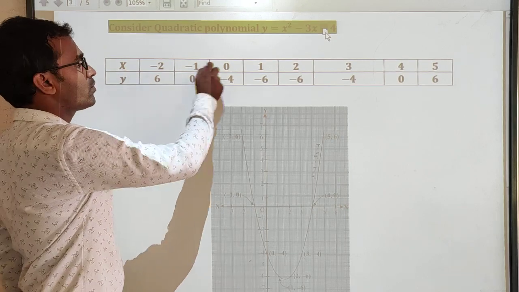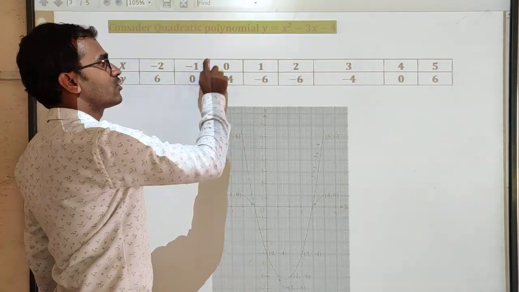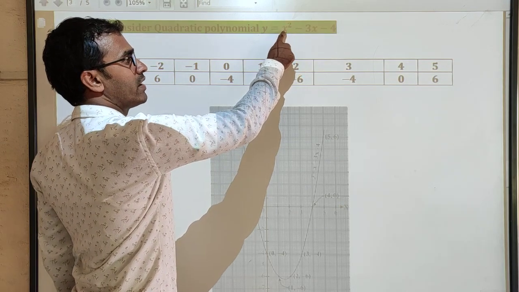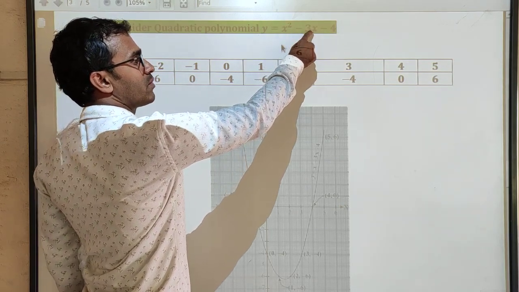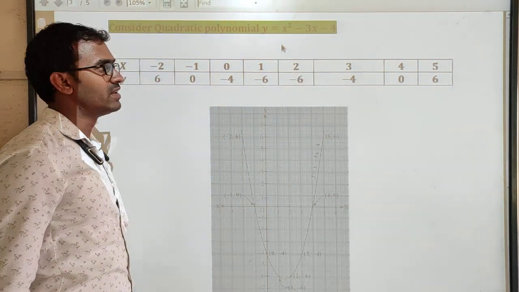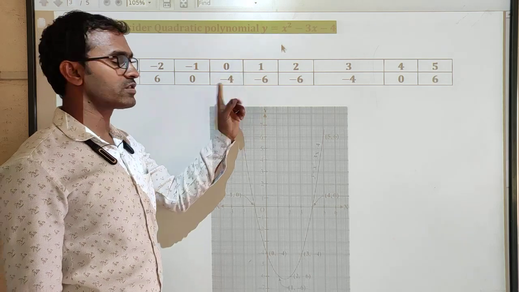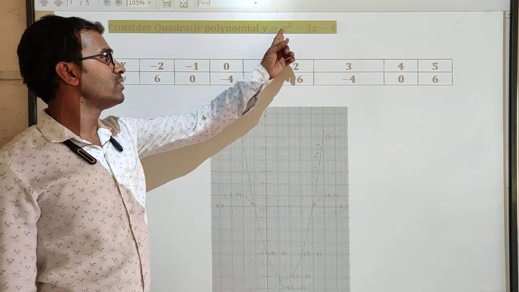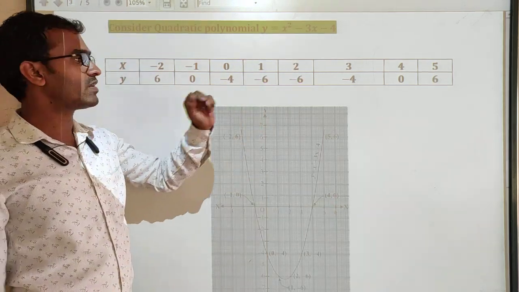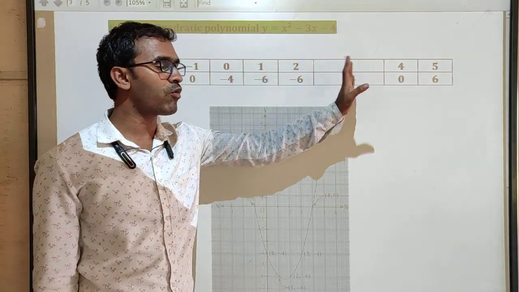Substitute again x equal to minus 1 in this equation, we get y equal to 0. Minus 1 square, 1, minus into minus plus 3, 1 plus 3, 4 minus 4, it is 0. Substitute here x equal to 0, 0 minus 4, y equal to minus 4. Substitute x equal to 1, y equal to minus 6. And x equal to 2, y equal to minus 6. All these are points.